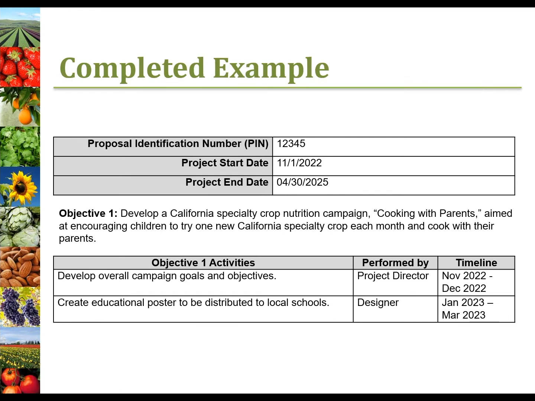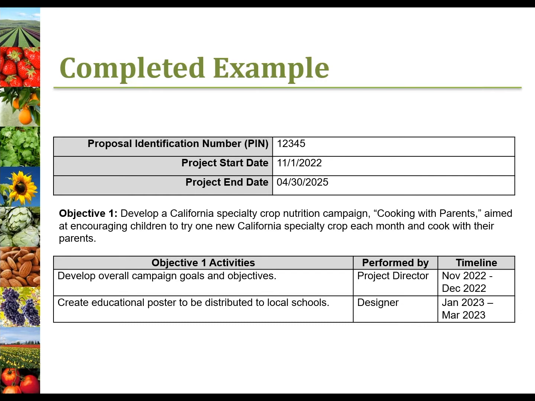This is an example of what a completed project objectives and work plan template might look like. Please make sure that the appropriate PIN has been entered. Also check to confirm that this project start date and project end date are within the grant duration. Please double check to make sure that the objectives are properly explained and that the individuals performing tasks are listed by their title instead of their name. Also check the timeline to ensure that it reflects the 3-letter month abbreviation and 4-digit numerical year.